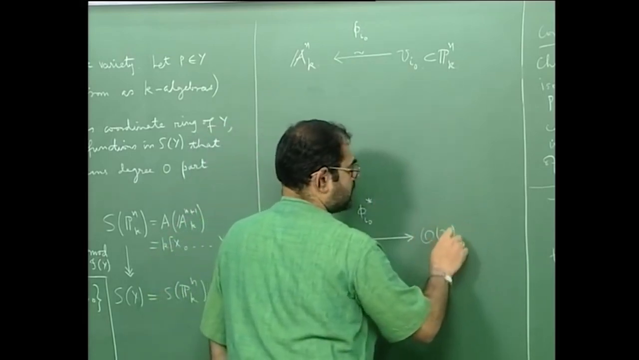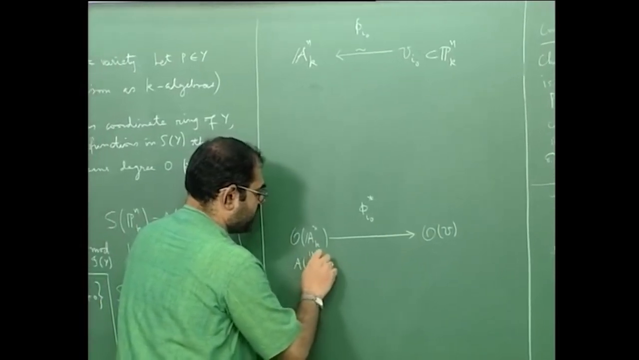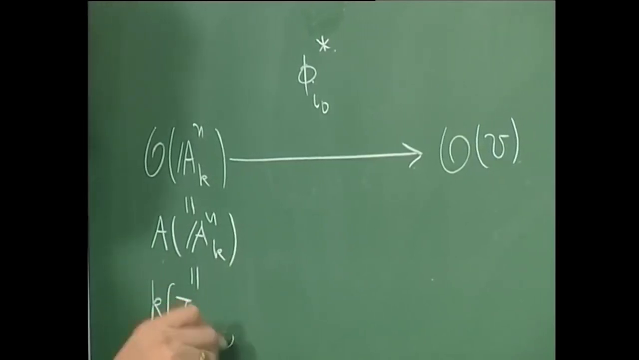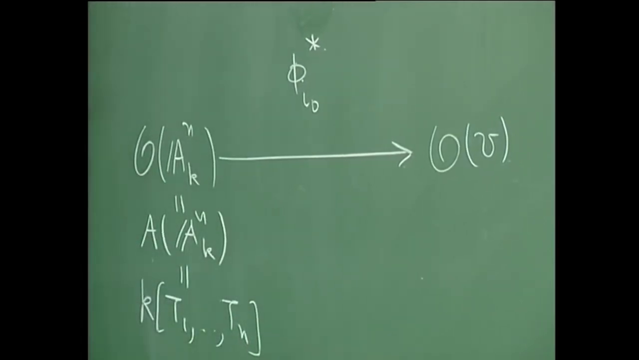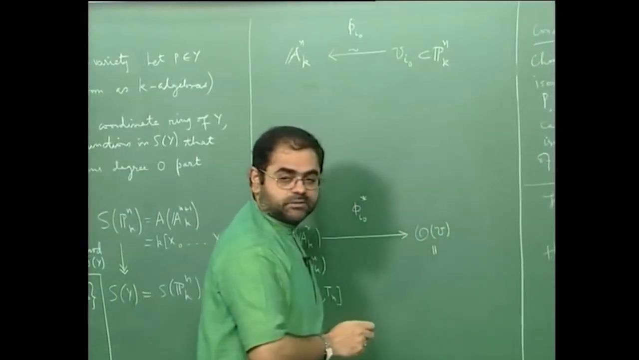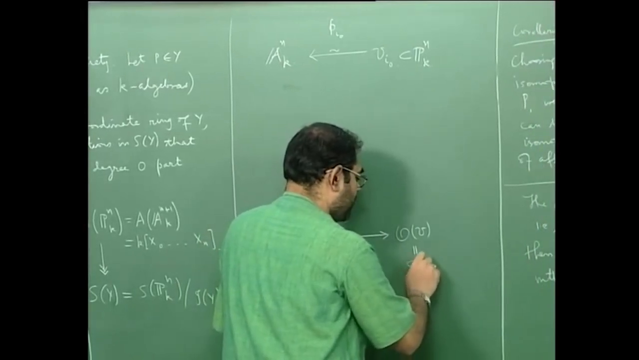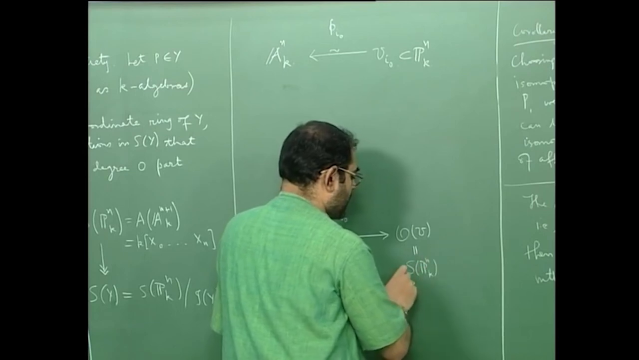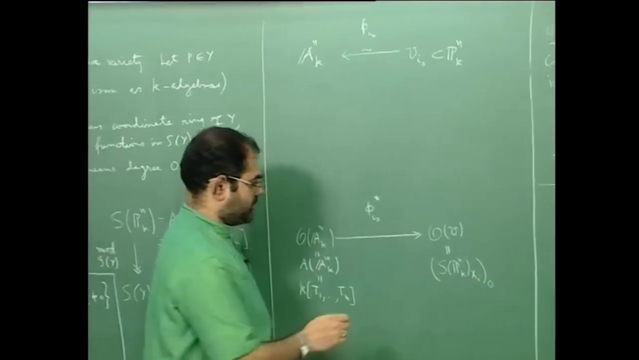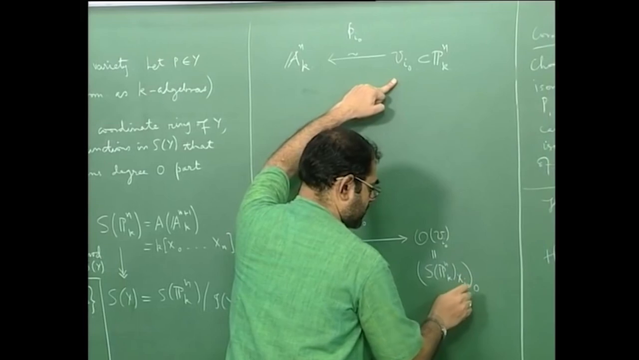Of course, because this is affine, this is just A of An, which is identified with k[t1, ..., tn]. These are the coordinates on An. And O(U) is, as we showed in a lecture before the last lecture, just the coordinate ring of Pn localized at xi, and then you take the degree 0 part. So here it is i0, so here also I have to put i0.